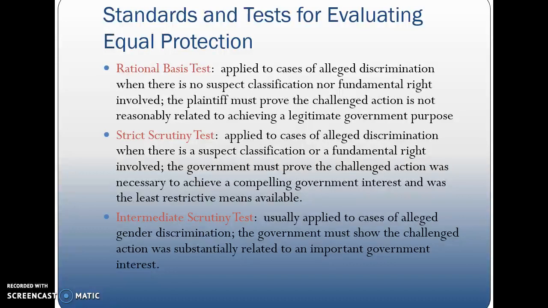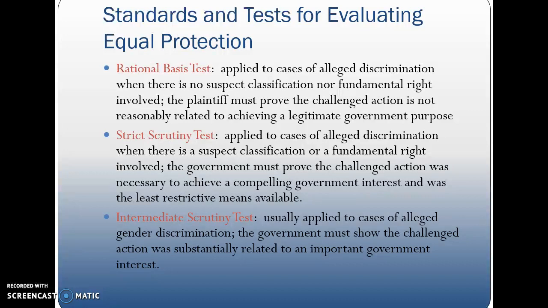The rational basis test says that it has to be reasonably related to achieving a legitimate government purpose. So there are statutes in place and regulations in place that say a prisoner cannot receive certain types of magazines. They can't order those magazines, like porn magazines, for example. An inmate is not a protected class. It is not a fundamental right to have that type of material. So as long as the government can articulate a legitimate government purpose, that being we do not want inmates to receive this material, which can then disrupt the function of the prison system.